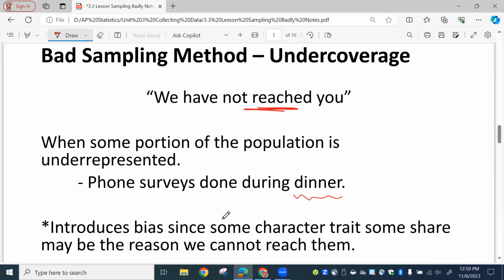So when they come by and knock on my door and we're eating dinner, I don't answer my door. And so you're getting some undercoverage, and that's not good, particularly because people who might not be answering their door, or people who might not be answering phone calls from unknown numbers, might have a particular character trait about them that we want to make sure is included in our sampling. And so it can introduce this undercoverage bias.